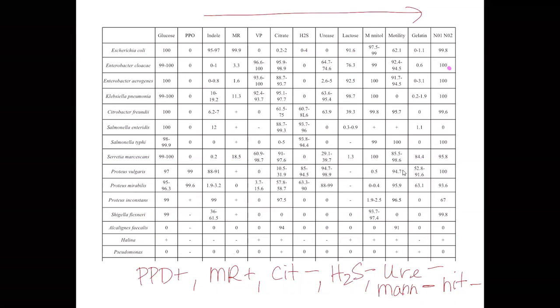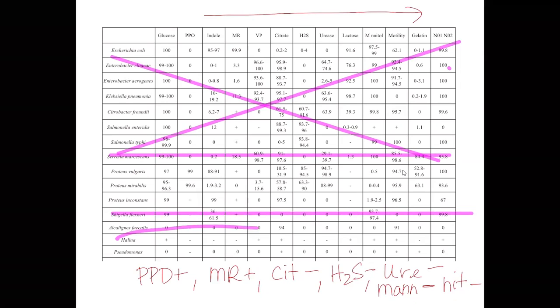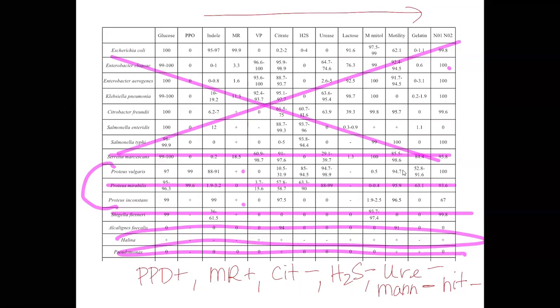So it didn't even give us glucose, so we don't have to worry about glucose, but let's go to PPD. Okay, so PPD is positive, so it can't be any of these above here. And it's not going to be anything down here that's negative. So it's just these, it's got to be one of these proteases. Now the MR, it says, is positive. So if the MR is positive, it's either this one or this one, and it's probably not this one.